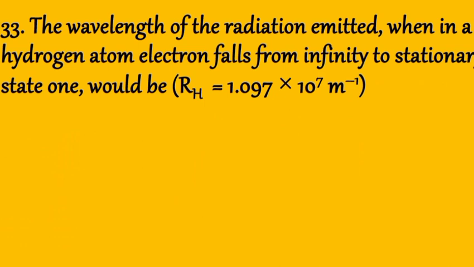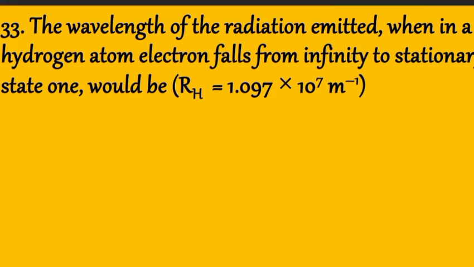Question 33: the wavelength of the radiation emitted when, in a hydrogen atom, an electron falls from infinite to stationary state one will be... We can find the wavelength. We calculated the energy earlier in question number 35. Now the question is the wavelength of radiation emitted when in a hydrogen atom an electron falls from infinite stationary state to stationary state 1. From infinite to 1, what is the wavelength?